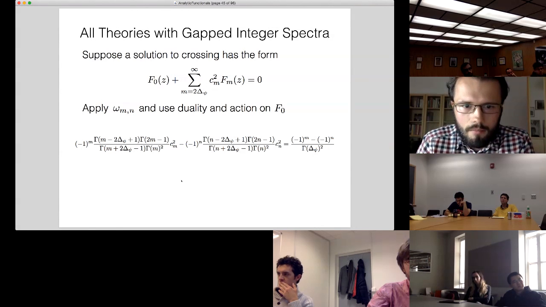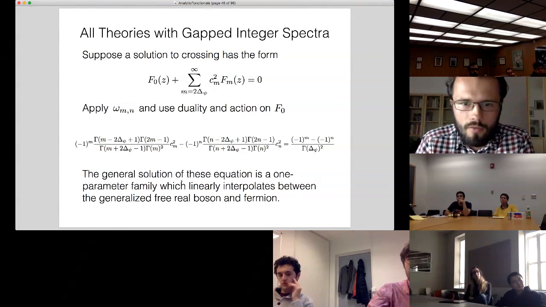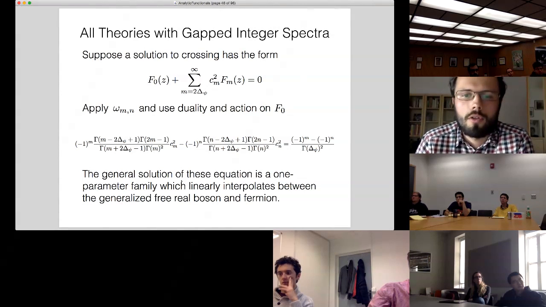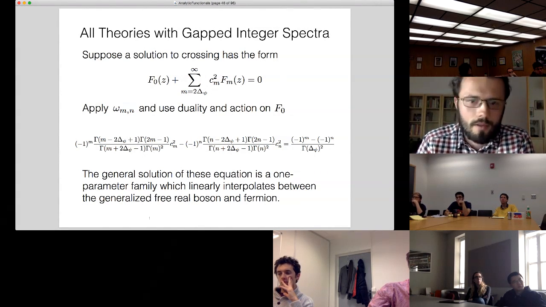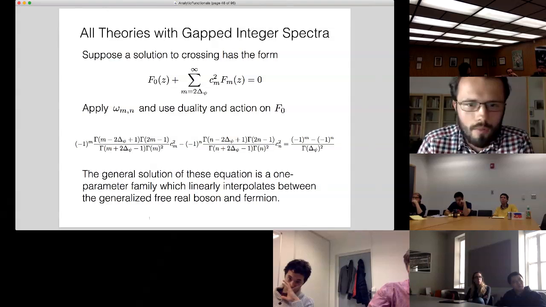The general solution of these equations for n and m is a one parameter family which linearly interpolates between the generalized free real boson and the generalized free real fermion. So the most general solution of crossing with this particular spectrum is of this form, a linear interpolation between the free boson and the free fermion.